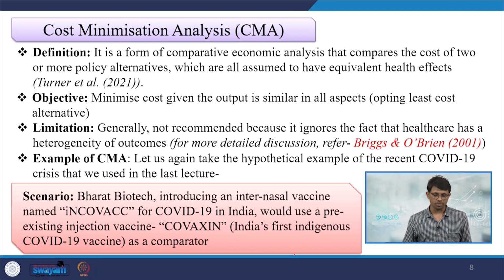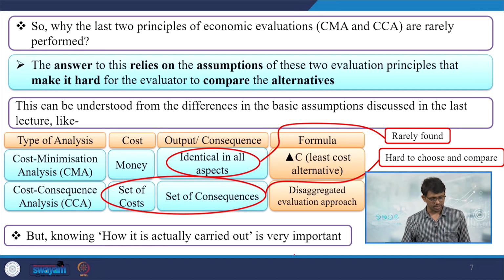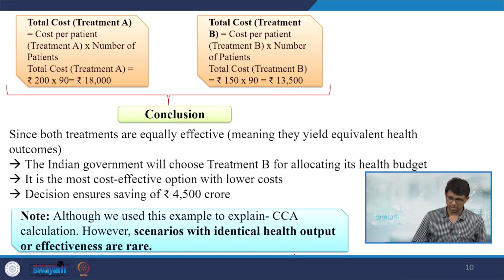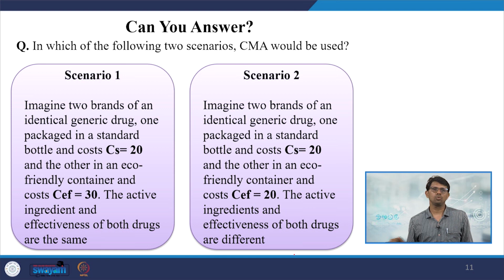We are trying to say cost minimization analysis, and we are explaining these two, CCA, that is cost consequence analysis, and cost minimization analysis. So, out of these two you will find out from the example which we are just citing in front of you. In scenario 1, imagine two brands of an identical generic drug, one packaged in a standard bottle that costs 20 per unit, and the other in an eco-friendly container, and then the cost is actually 30.